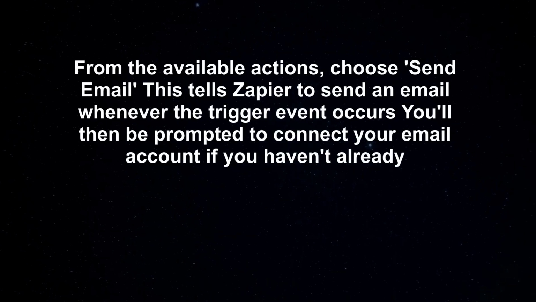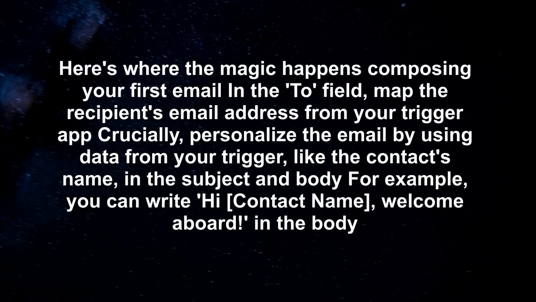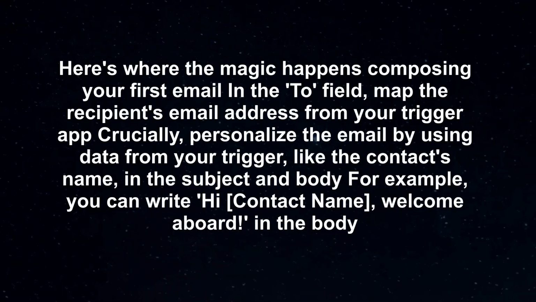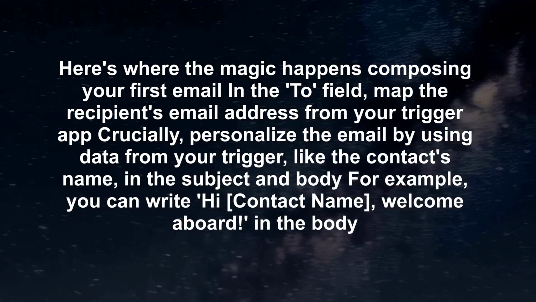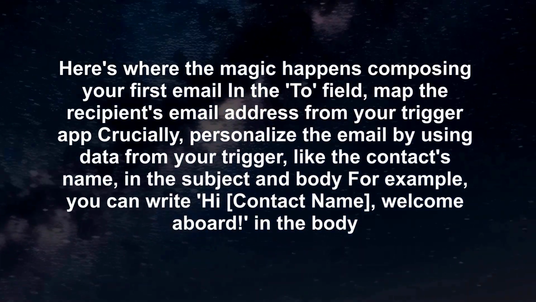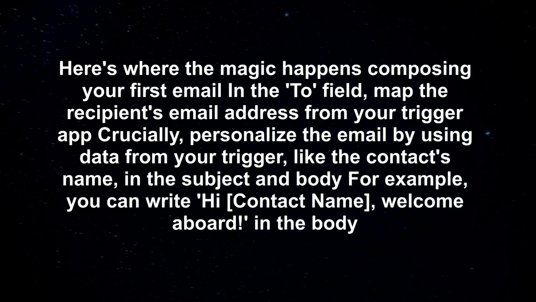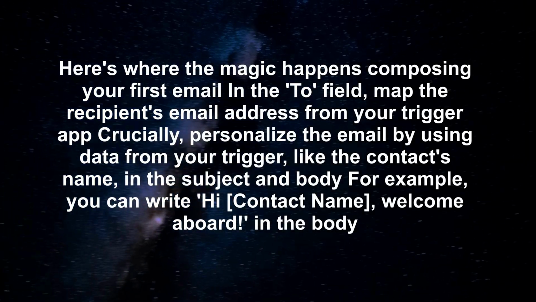You'll then be prompted to connect your email account if you haven't already. Here's where the magic happens: composing your first email. In the To field, map the recipient's email address from your trigger app. Crucially, personalize the email by using data from your trigger, like the contact's name. In the subject and body, for example, you can write, "Hi, contact name, welcome aboard," in the body.